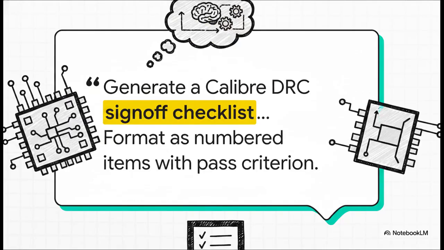This prompt is a perfect example of building a sign-off utility. By asking for a checklist that's formatted as numbered items with specific columns, you get a clean, easy-to-follow document that makes sure no steps are missed. It basically turns the LLM into a powerful process automation assistant.